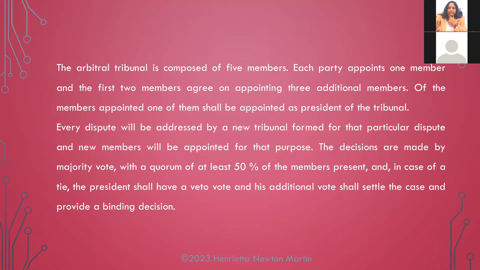So you have 2 state parties fighting against each other over a particular dispute. One party can appoint 1 member, and the other party can appoint another member. So then what happens? You have 2 members. These 2 members further agree on appointing 3 additional members. So how many does it become? 5 members. The arbitral tribunal should contain at least 5 members to decide on a dispute. So they are appointed as arbitrators for the tribunal.